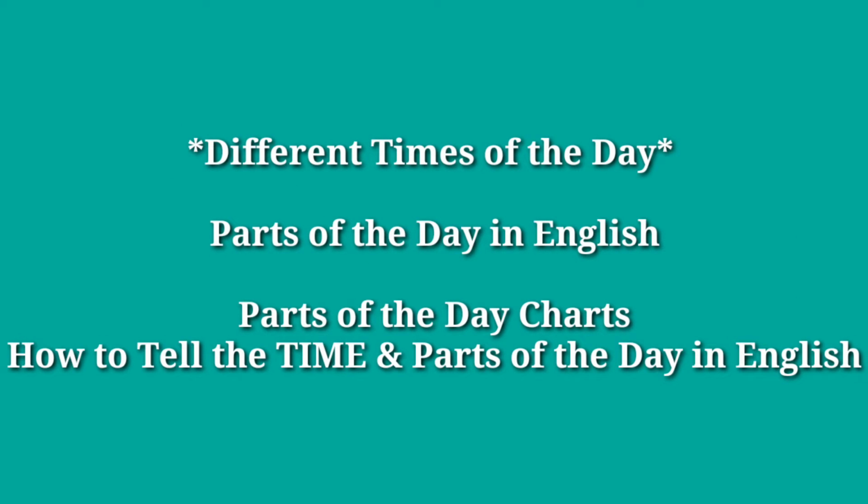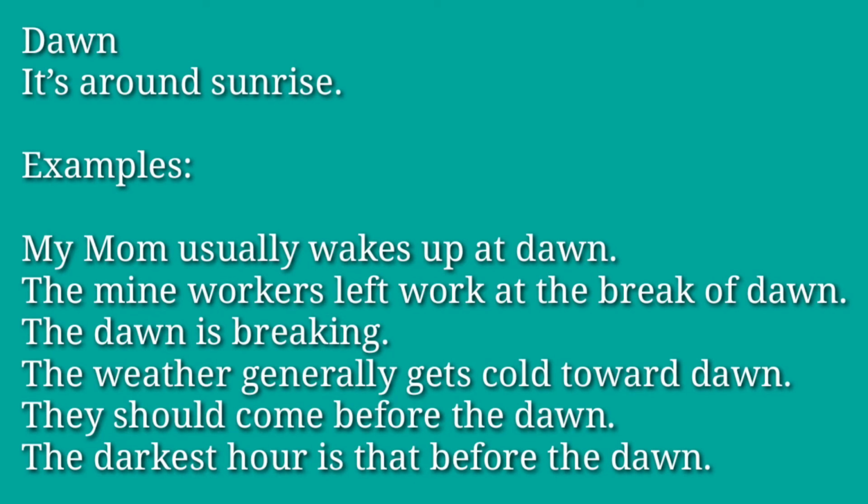Different times of the day. Parts of the day. How to tell time and parts of the day in English. Dawn. It is around sunrise. Examples: My mom usually wakes up at dawn. The mine workers left work at break of dawn. The dawn is breaking. The weather generally gets cold toward dawn. They should come before the dawn. The darkest hour is that before the dawn.